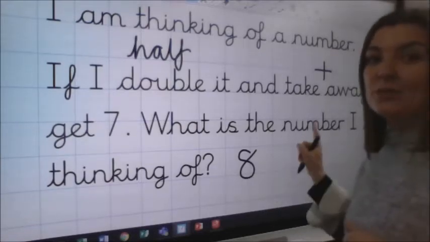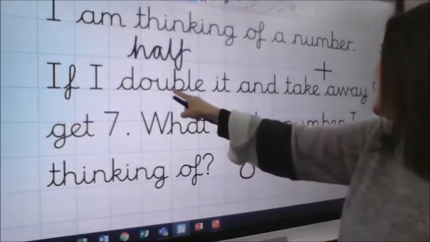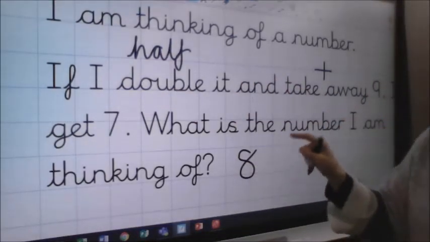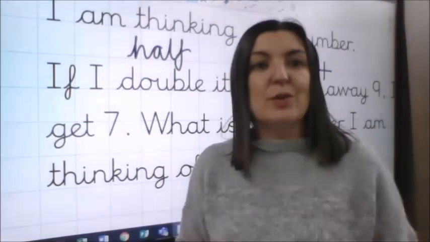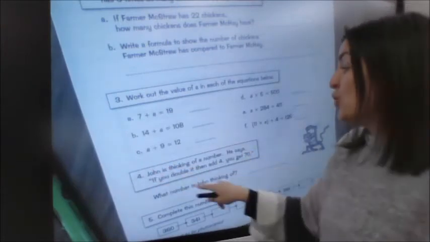Let's check. Did you get 8? Double 8 is 16. 16 take away 9 is 7. So I've worked it out. So your next part you can have a go at now is section 4. That is just like the ones we've just done, thinking of a number.